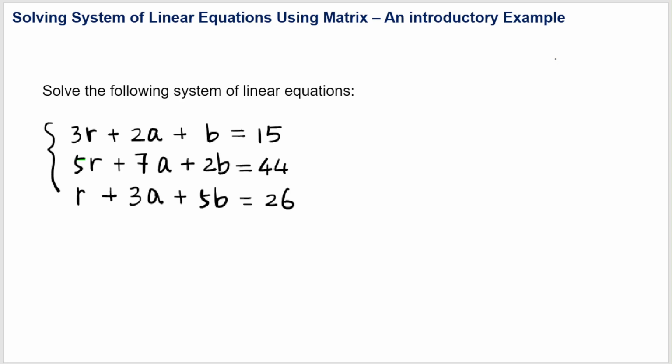Our task is to find the values of r, a, and b such that they can satisfy the three linear equations at the same time, right? So according to our previous discussion, we could either use elimination method or substitution method, right? So suppose let's use elimination method. So I'll copy the equation here, okay?